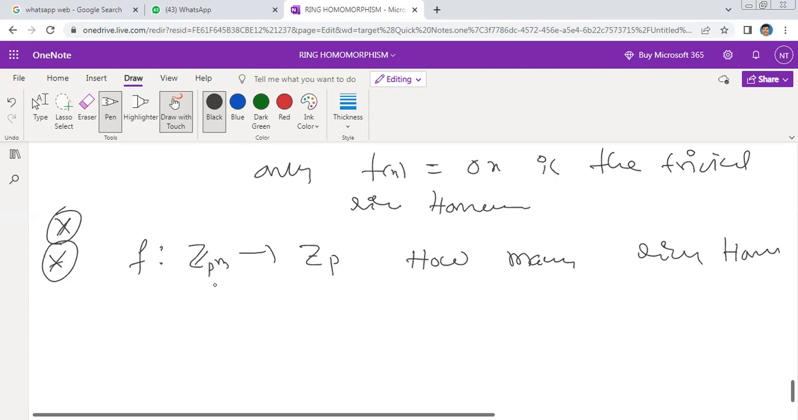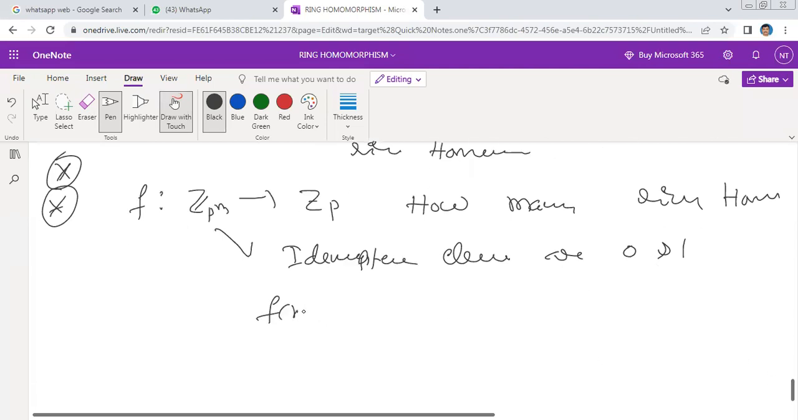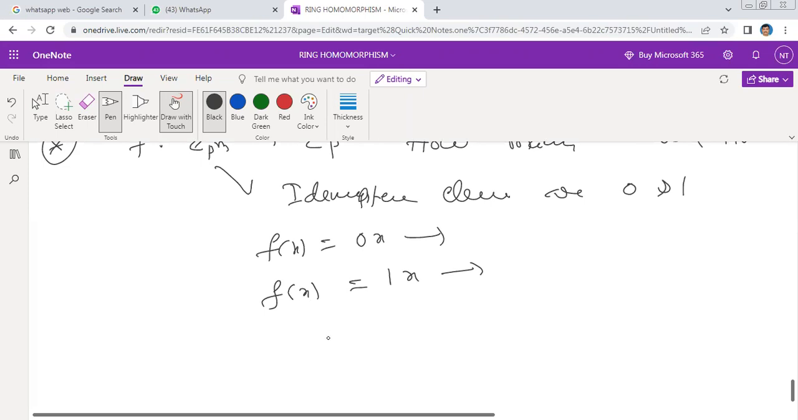Same. The idempotent elements are 0 and 1. The answer is 2. f of x equals 0x is the trivial homomorphism, but f of x equals 1x is also a homomorphism. What is the reason? The order of 1 is p.